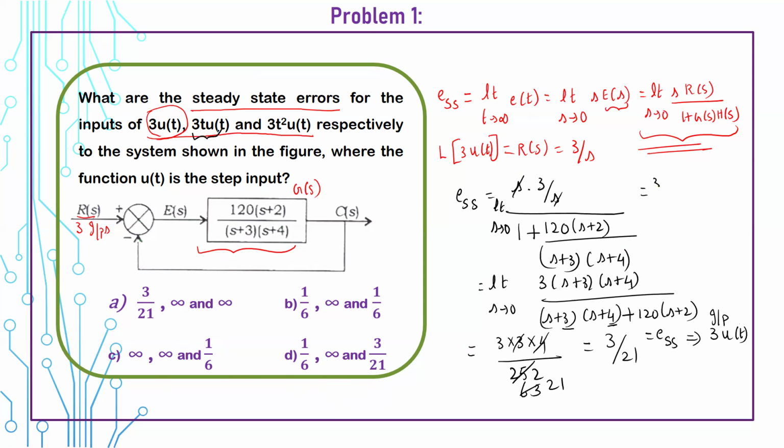So this is our second input, 3t u(t). If we take the Laplace transform of 3t u(t), it will become 3 by s square, so 3 by s square is equal to R(s). If we substitute R(s) as 3 by s square in this same formulation, s into 3 by s square will come in the numerator. So one s will get cancelled and another s will be remaining at that place.